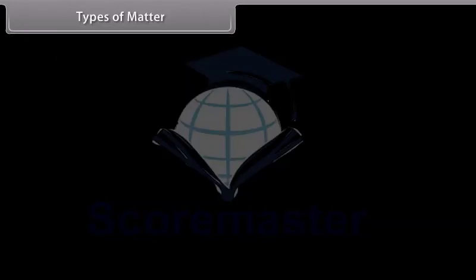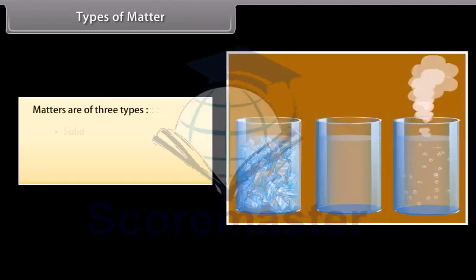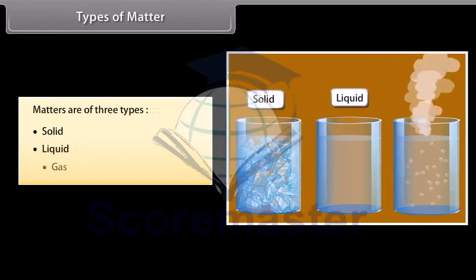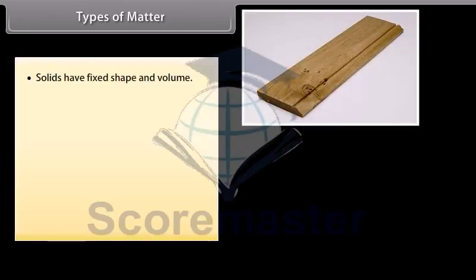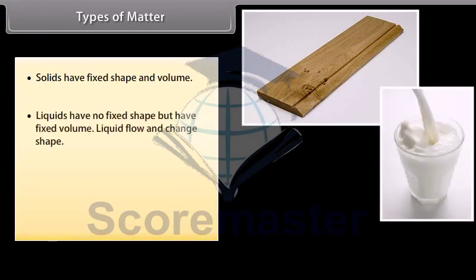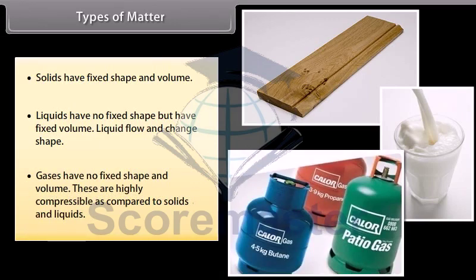Types of matter. Matter is of three types: solid, liquid, and gas. Solids have fixed shape and volume. Liquids have no fixed shape but have fixed volume. Liquids flow and change shape. Gases have no fixed shape and volume. These are highly compressible as compared to solids and liquids.